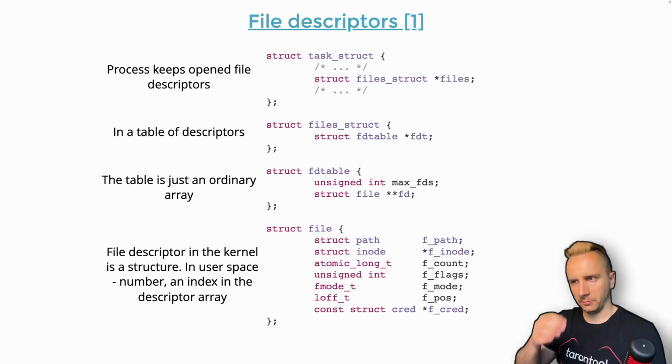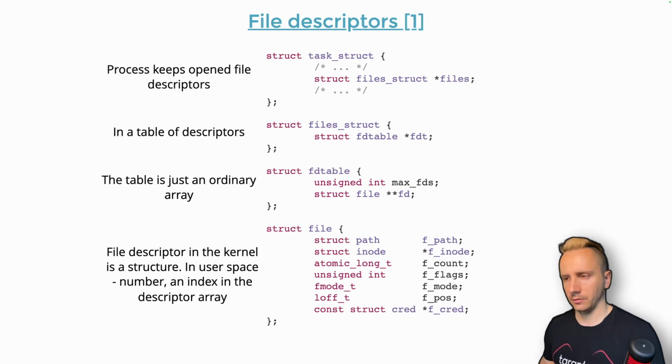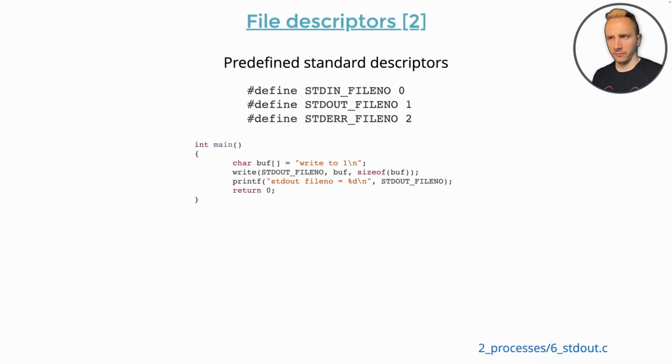And the file descriptor object struct file already stores some relevant information, like what this file is, what flags it has, and so on. Some of the descriptors are standard ones. They are defined out of the box and are available to you, unless the parent process closed them, but we will get to that. And those three descriptors are standard input, output, and error stream.